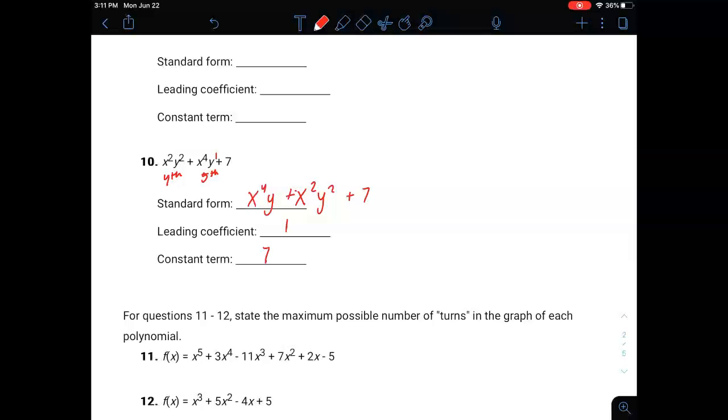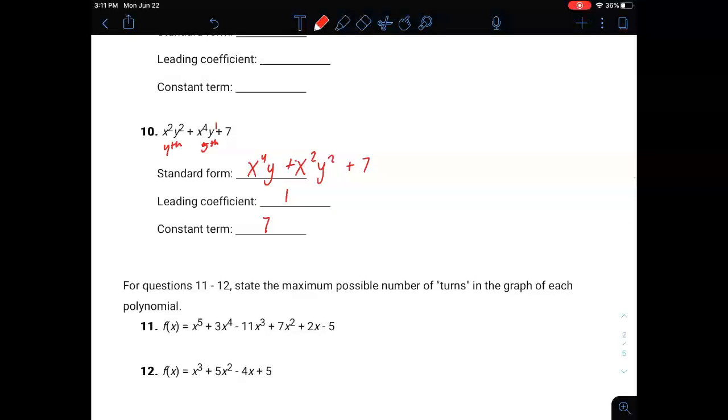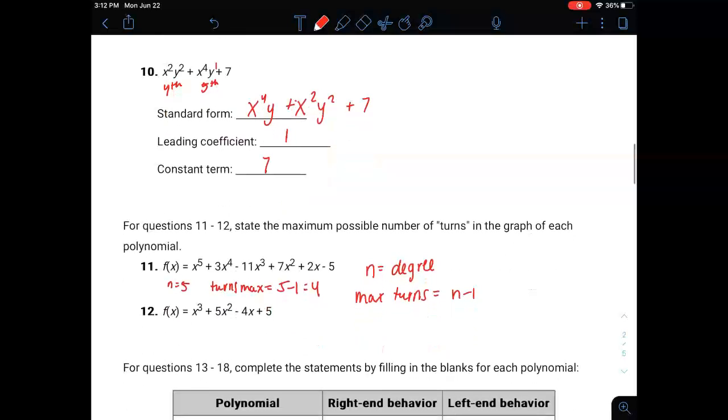All right. So first off, you check this is in standard form, okay? And our formula for this is n equals the degree. So the maximum number of turns is equal to n minus 1. So in this example here, we have n equals 5. So the maximum number of turns is equal to 5 minus 1, which equals 4.